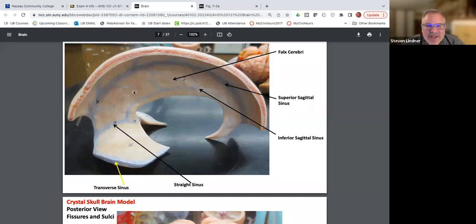This translucent membrane right here that's kind of shiny, that's called the falx cerebri. The falx cerebri.